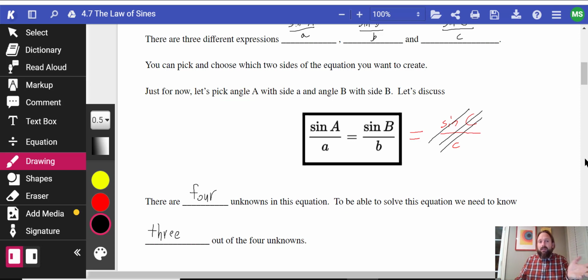Now in this situation, what if we didn't know anything about the sine C over C? Well, we don't need to use them. We just need to use angle A, angle B, side A, and side B. If we know three out of those four, we're good. If we don't know any of them, then we're out of luck. And that's where we come into the idea that maybe we should have looked at side C and angle C.